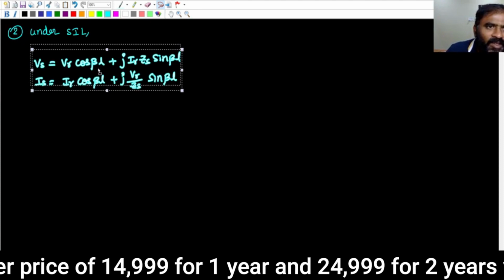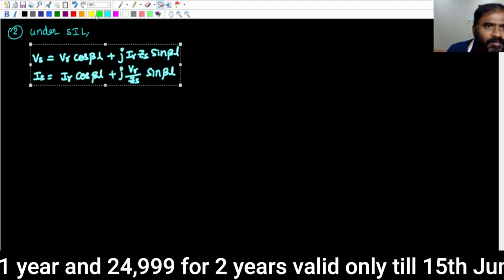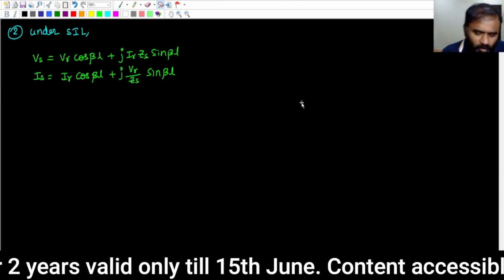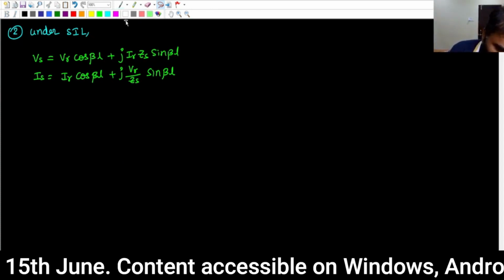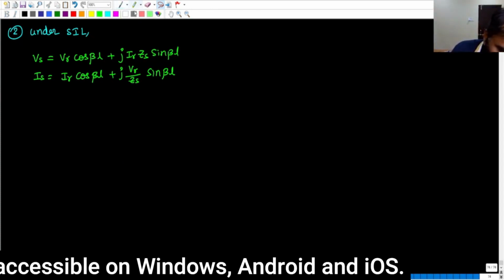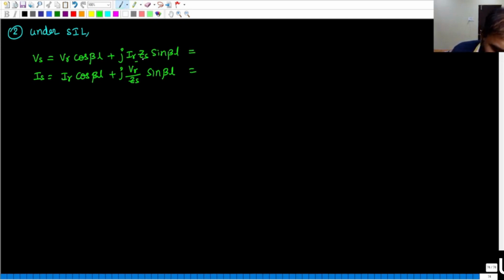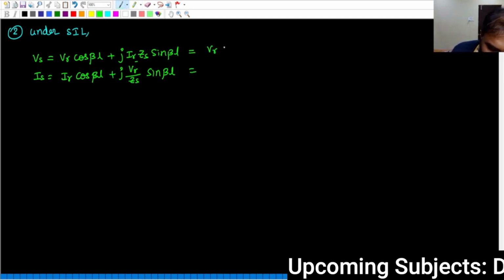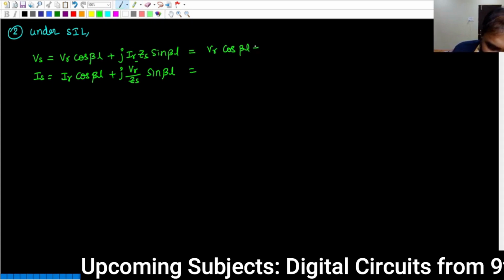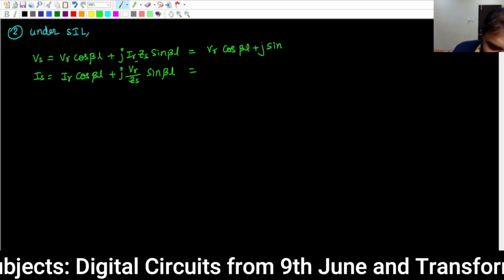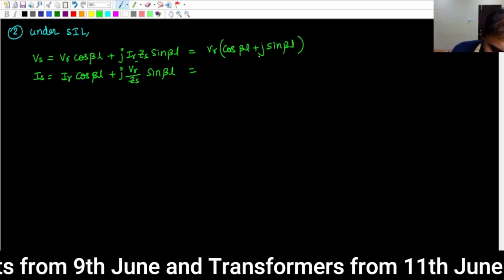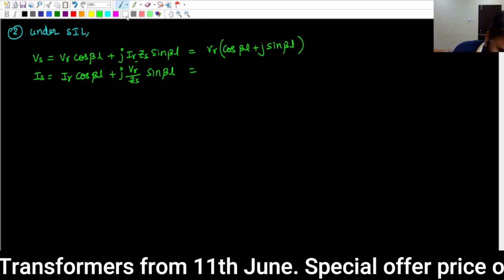That's why I will say here, think about it. We can replace IR ZS with what? VR. If I take VR common, what do I get now? Cos beta L plus j sin beta L. Directly I am writing, replacing this term. Careful.